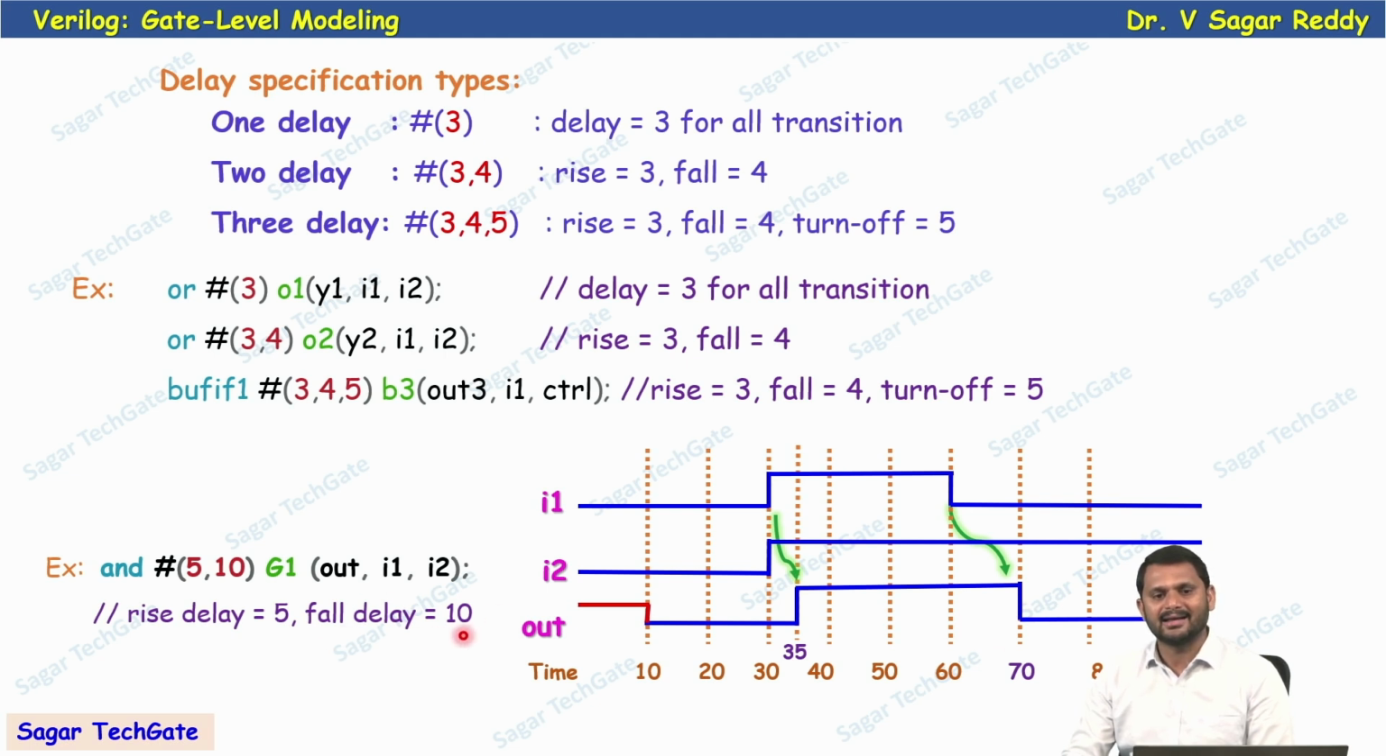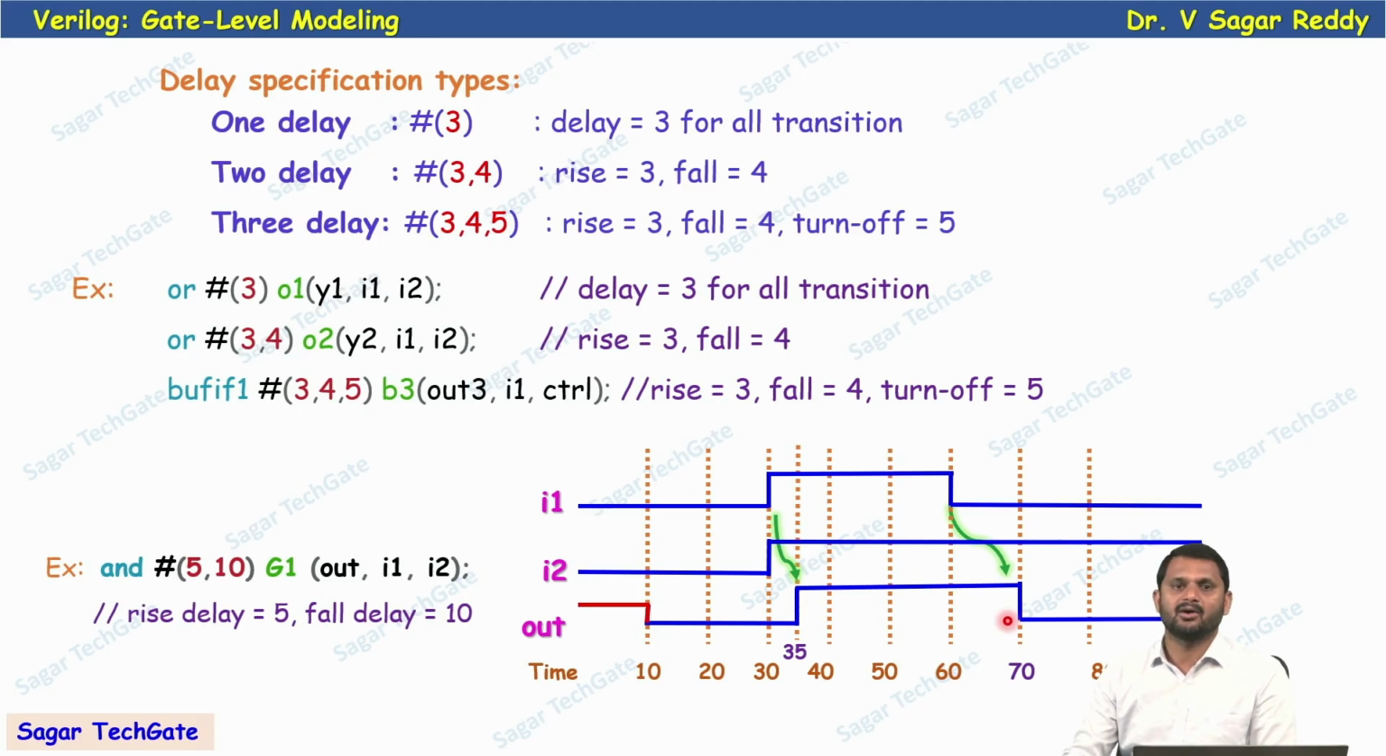Because what is the fall delay here? I specified while instantiating this AND gate that it is 10 time units. So whenever the output changes from anything to 0, it takes 10 time units of delay. Now if you want to change this output from 1 to 0, it takes 10 time units of delay to reach. So the fall delay is 10, so the output is updated after 10 time units only, because it is a fall delay. The output is changed from 1 to 0 after 10 time units delay only. Now, not at 60, the output changed at 70.